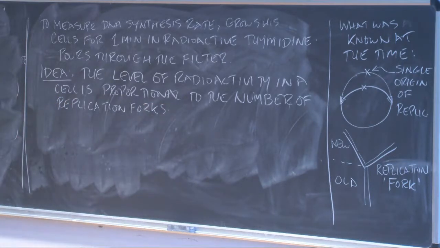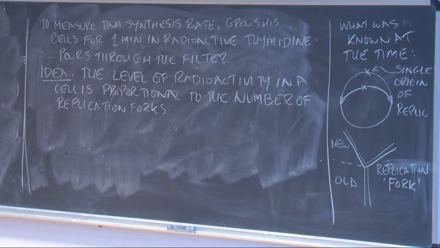Okay, so you have them exposed to this radioactivity for 1 minute. If it has two forks, it takes in a certain amount of radioactivity. If it happened to have four forks, for example, it would take in twice as much radioactivity, if that makes sense. Or if it had no forks, it would take in no radioactivity, and then suddenly when it had two forks, it would take twice as much radioactivity in, if that makes sense.